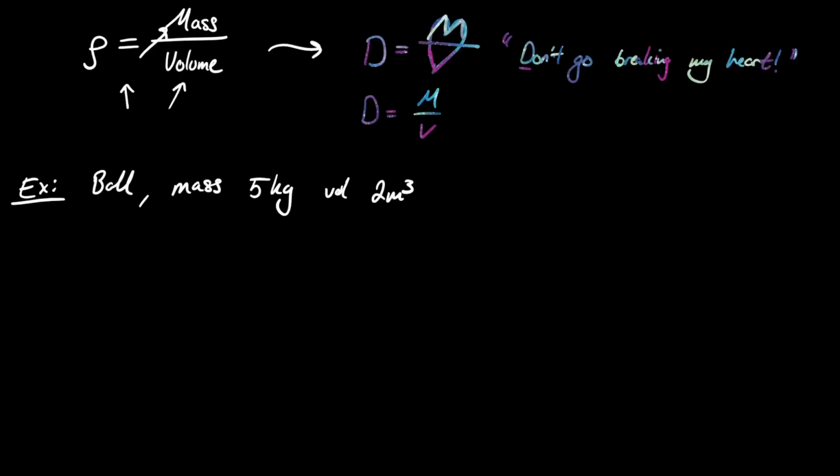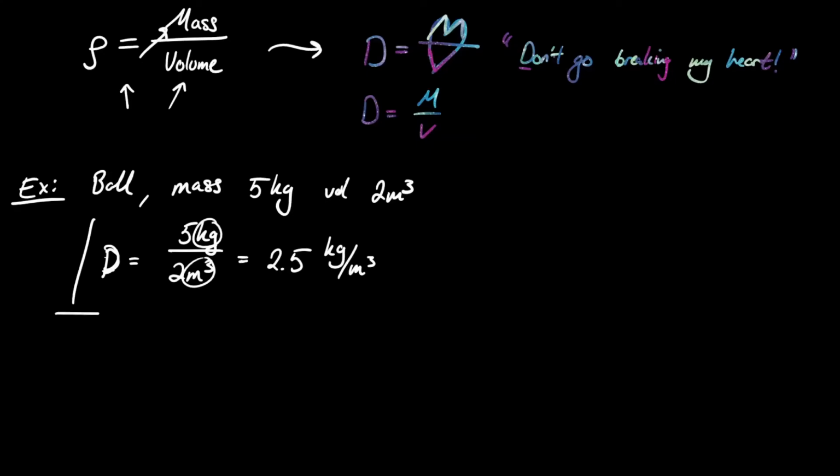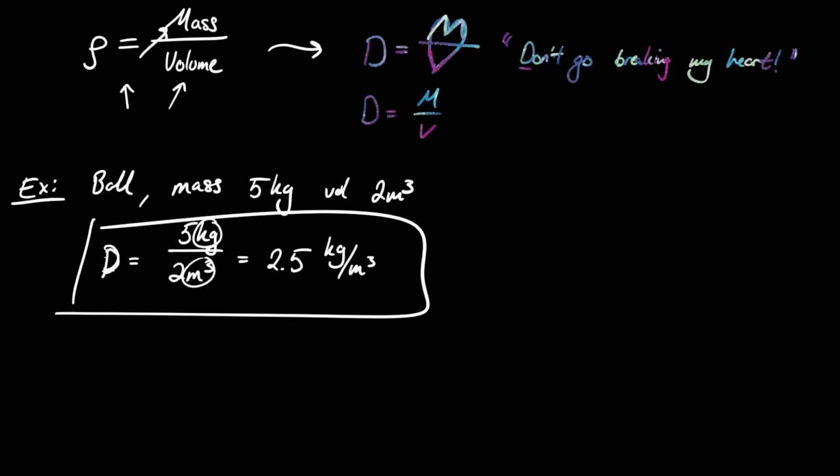Now, if we look at our formula, we see we can plug the mass in upstairs. So density, kind of a bad D, is going to be 5 kilograms of mass divided by the 2 meters cubed of volume. 5 divided by 2 is 2.5, and the leftover units are kilograms and meters cubed. So the density of the ball is going to be 2.5 kilograms per meter cubed.